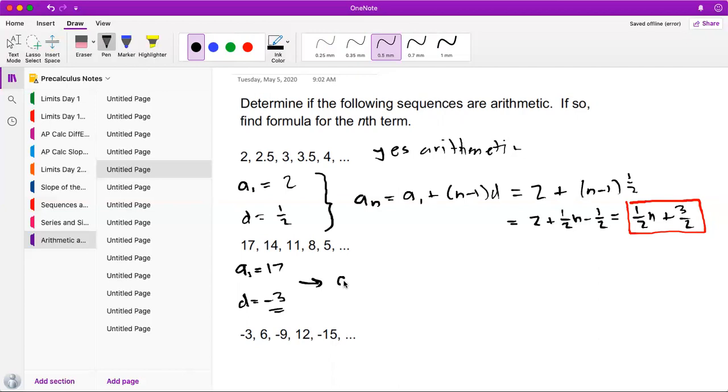And this leads to A sub n. I'm going to use the same formula I used up here. A1 is 17 plus n minus 1 times -3. So this is -3n. Then -1 times -3 is 3, plus 17 is 20, positive 20. You can always check these with one or two numbers to see if they work. When n is 1, this is -3 plus 20, which is 17. When n is 2, this is -6 plus 20, which is 14, and so on and so forth. I think that this is good, and here's our answer.